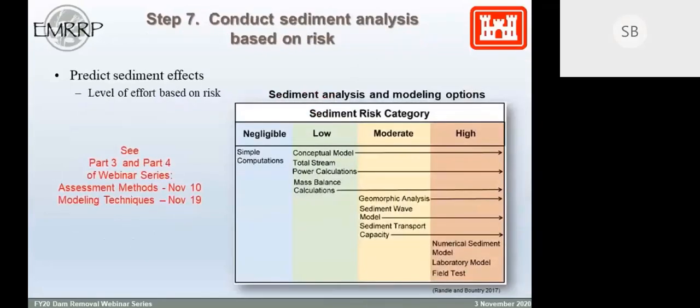Okay, so once we have a plan in place for removing the dam and managing sediments, then the impacts related to dam removal can be predicted. First of all, we need to decide the level of effort that's needed to predict that risk. There's a broad range of assessment tools, and these range from very simple calculations, almost back-of-the-envelope type calculations, to very complex modeling that requires intensive data collection as well as time and associated costs. So the level of effort in determining the sediment analysis is based on the risk.